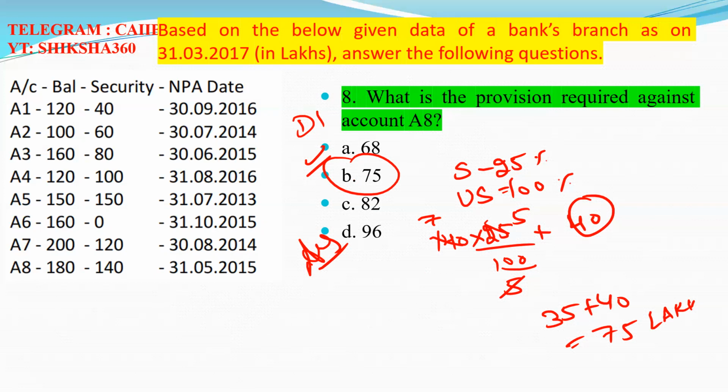So basically what you have to understand is the NPA date, clear? And after that you have to find under which category the account comes, clear? And if the account is unsecured, no security, in the doubtful category, then it is basically 100% provisioning. And in the case of substandard, if the account is secured, then it is 15% provisioning. And if the account comes under the unsecured, then it is 25% provisioning, clear?